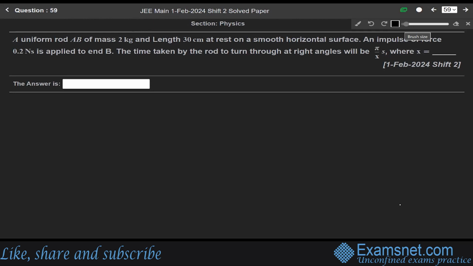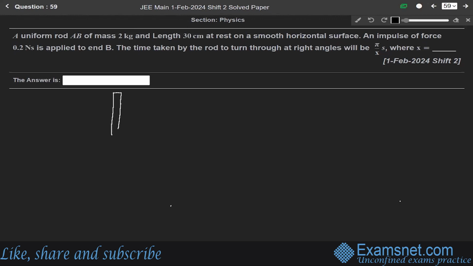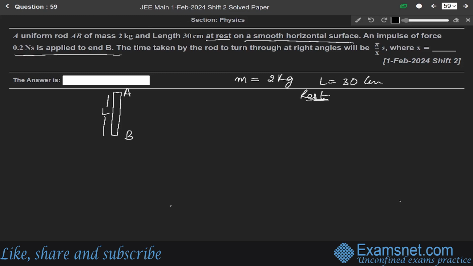So we are given a uniform rod AB. Okay, let us say this is A, this is B, and the mass of the rod is given as 2 kg, and its length L is given as 30 centimeter. Now initially it is at rest, according to the question, on a smooth horizontal surface. An impulse of 0.2 newton second is applied to end B. Let us say we are applying an impulse of 0.2 newton second at the point B.